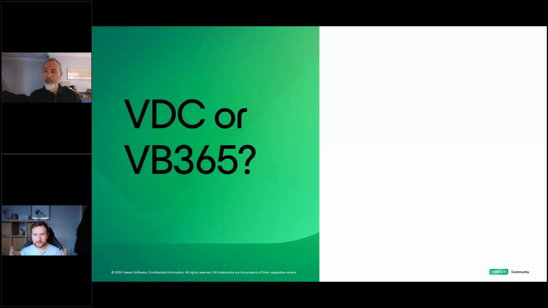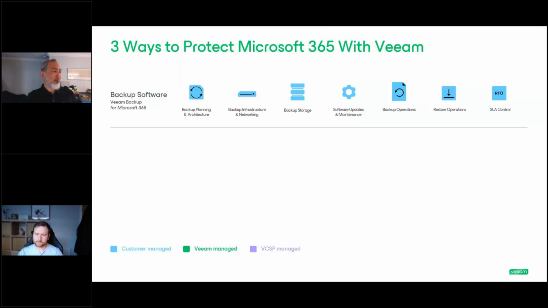Perfect. So we've made it through the majority of the what's new highlights there, but there's more that we'll talk about as it becomes appropriate. So VDC or VB365, this is one of the questions that inevitably you're going to ask yourself. And if you go on to the next slide for me there, Hin, rather than attempt to answer this question for you, instead, let's talk about the ways that you can protect Microsoft 365 with Veeam. It's good news, you've got choices. Bad news, you've got choices. And there's going to be a decision that will be right for your organization and not for someone else.